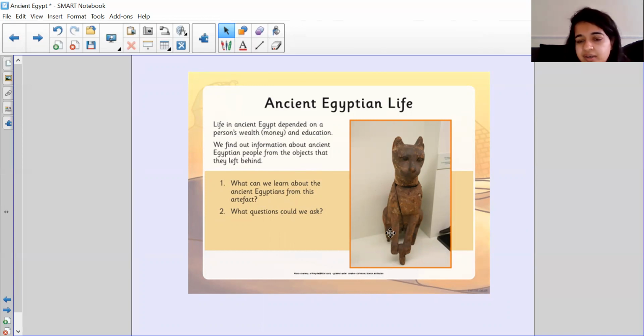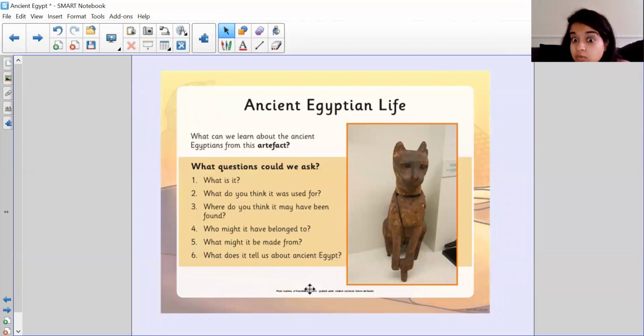Okay, so here, what can we learn about this artifact? What questions could we ask about this artifact? All right, well, questions we could ask: what is it? Okay, we don't know what it is, but again, have a guess. What is it? What do you think it was used for? Well, it looks to me like it was a sculpture of a cat. What could we possibly use that for? Think about what you might use this for in modern days. I think it could be a decoration of some sorts.